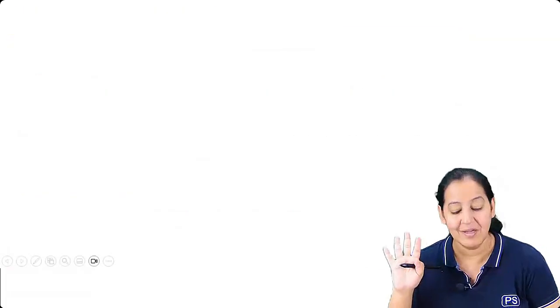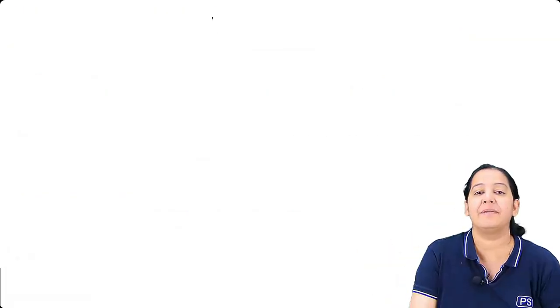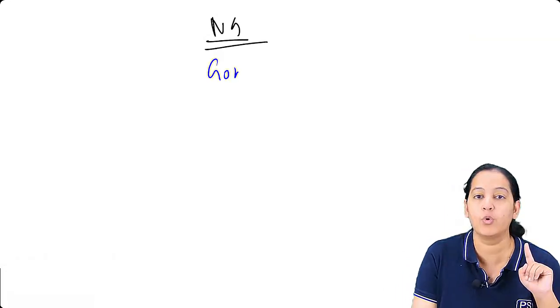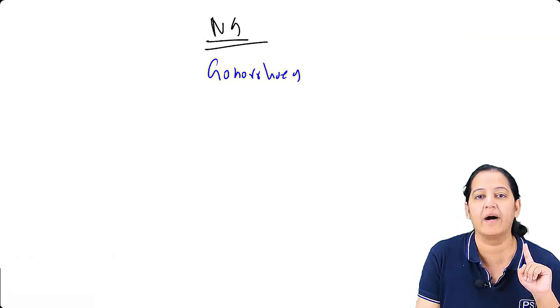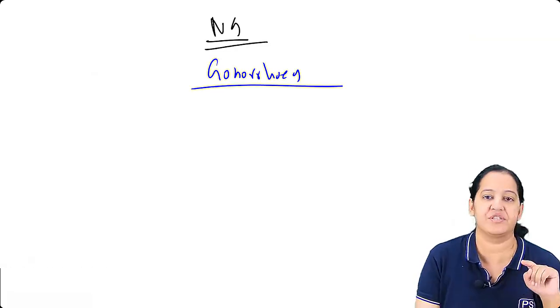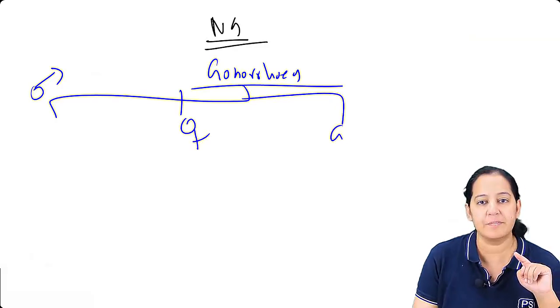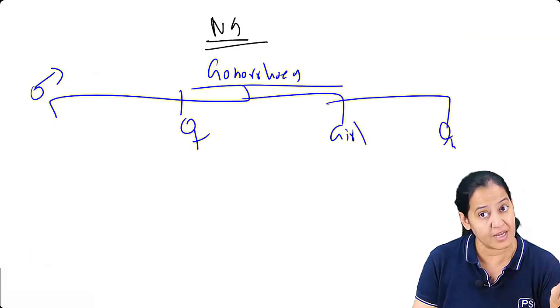Got my point? So what I said, I'm teaching you Neisseria gonorrhea. It causes a disease. The name of the disease is gonorrhea. But the presentation is different. What is the presentation in male? What is the presentation in female? What is the presentation in girl? And last, I'm telling you infant.